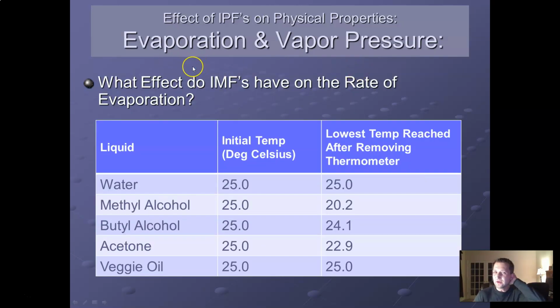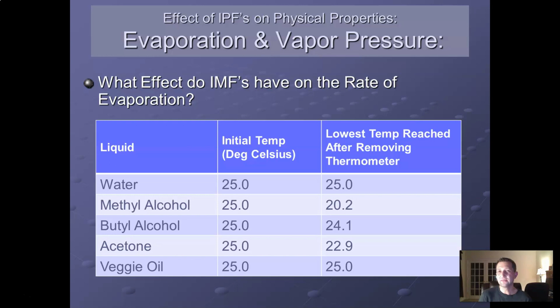Okay, last one here really is evaporation and vapor pressure. So we're going to do a lab with this, hopefully. What effect do intermolecular forces have on the rate of evaporation? Just think about it a little bit. If you have a substance with strong intermolecular forces, in order for the particles to evaporate, they need to move faster, right, and break that attraction.